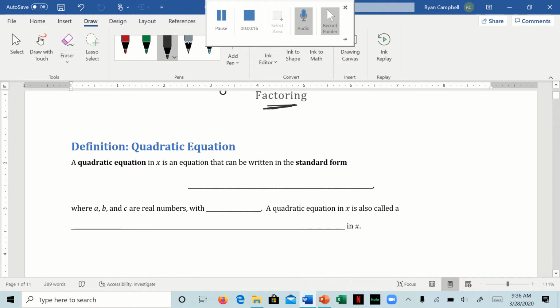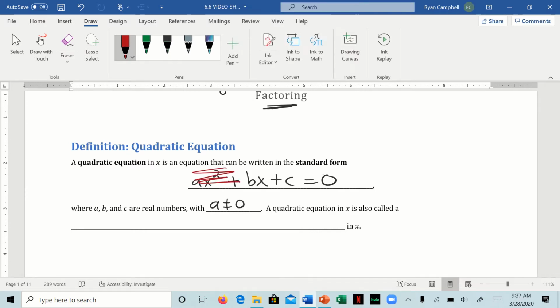Quadratic equations are very similar to polynomial equations, except they're in the form ax squared plus bx plus c, and it's going to equal 0. That's what makes it an equation. It equals 0. a, b, and c are all going to be real numbers. a can't be 0, because if a was 0, then it would just be bx plus c, which is a linear equation.